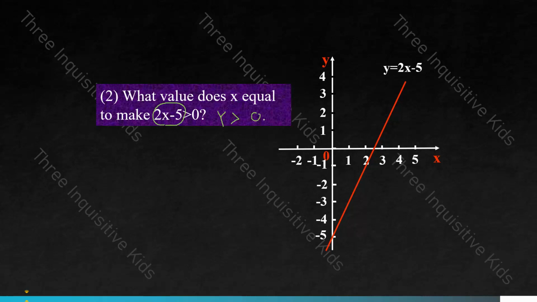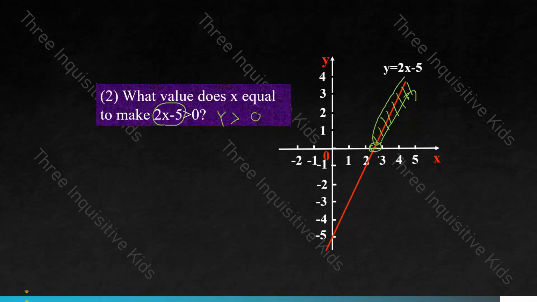What value does x have to equal to make y greater than 0? Well, let's look at all of the parts on this function where y is greater than 0. That's everything starting from here going up. And notice, when I circled this point right here, I circled it instead of filling it in. Filling it in would be greater or equal to, but this is just greater than, so I'm just going to circle that point. So all of the values up here fit the requirements.